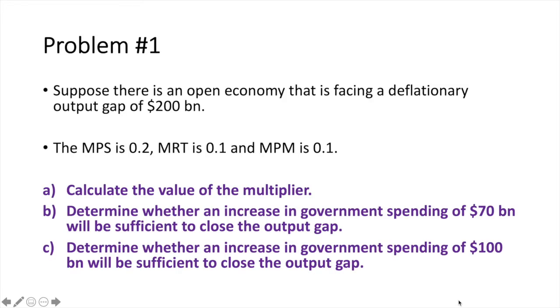Problem 1. Suppose there is an open economy that is facing a deflationary output gap of $200 billion. The MPS is 0.2, the MRT is 0.1, and MPM is 0.1. Calculate the value of the multiplier. Determine whether an increase in government spending of $70 billion will be sufficient to close the output gap. Determine whether an increase in government spending of $100 billion will be sufficient to close the output gap. Pause the video here and try the calculation yourself. When you're done, continue with the video and I'll review the answers.